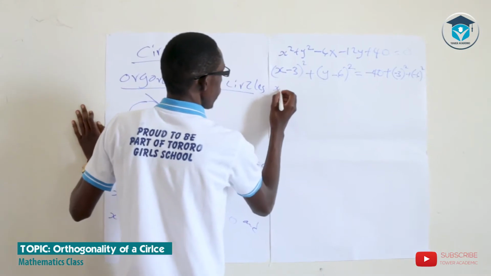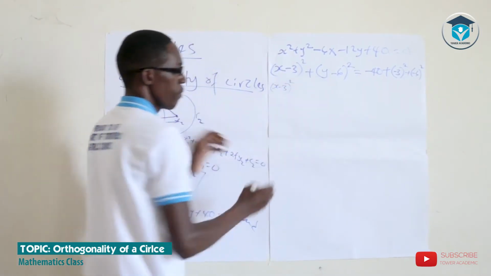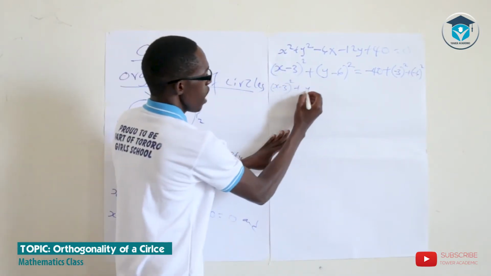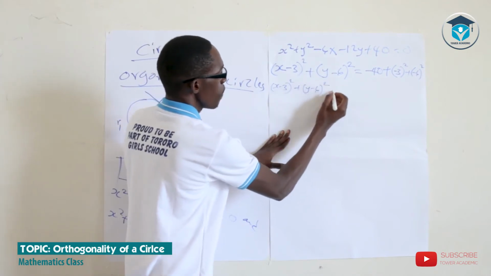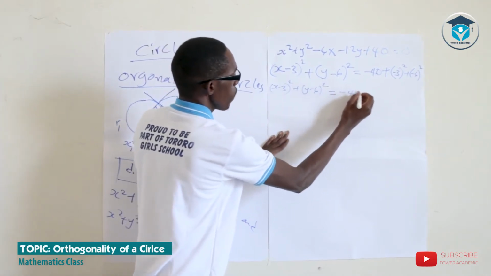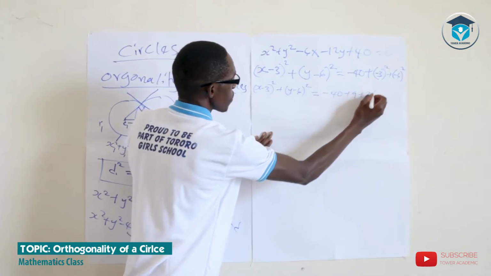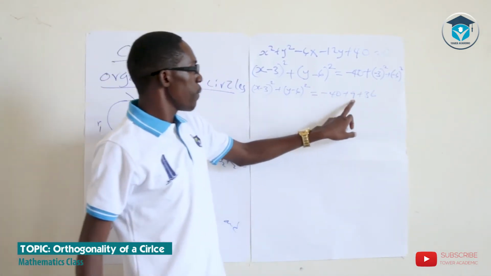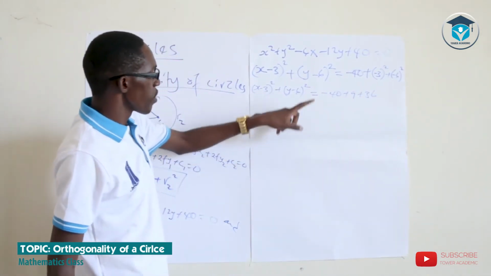So we shall end up having x minus 3 squared, then plus y minus 6, everything squared, which is equal to negative 40 plus 9 plus 36. So when we add negative 40 plus 9, we are going to get negative 31.